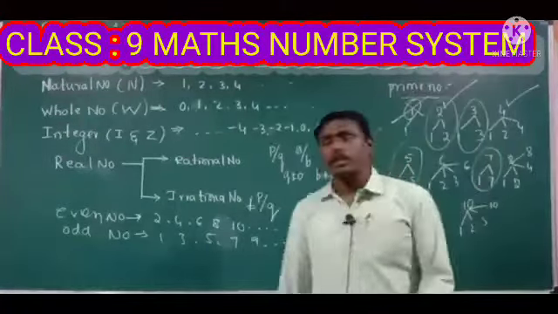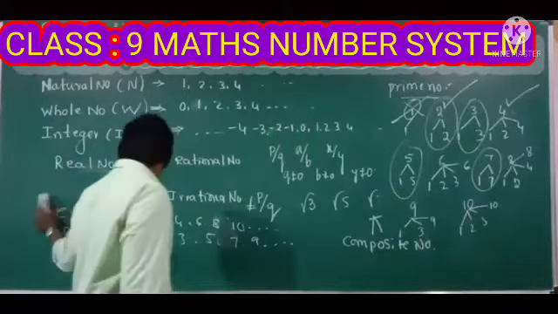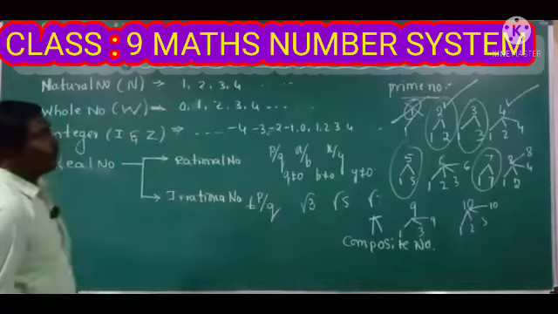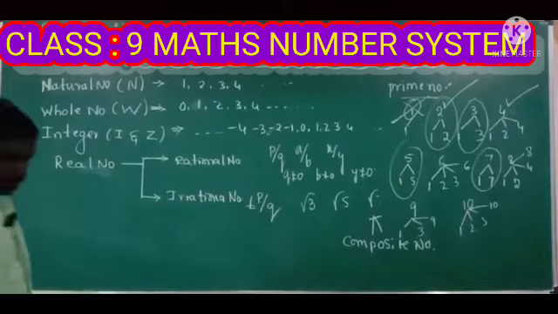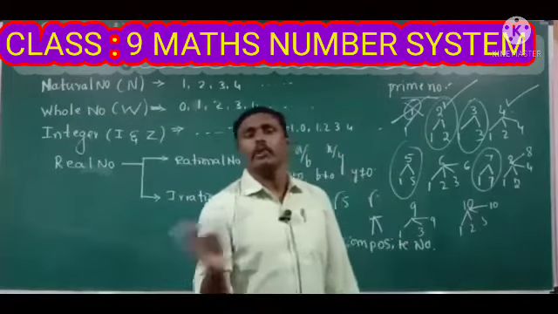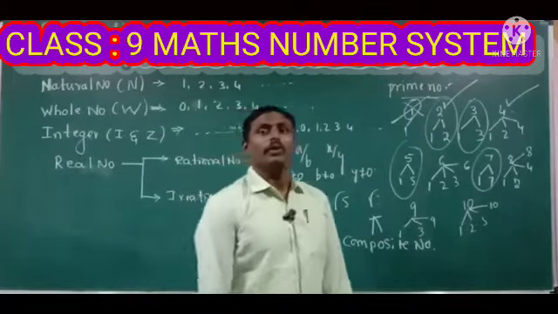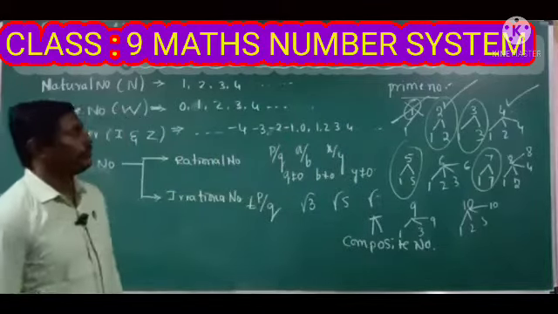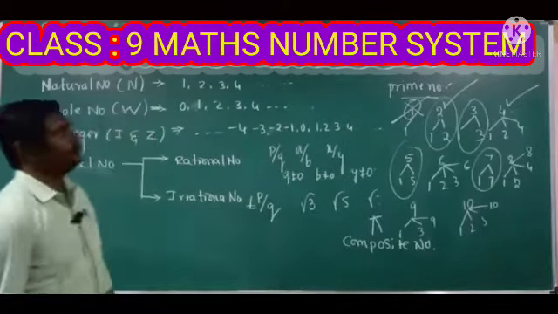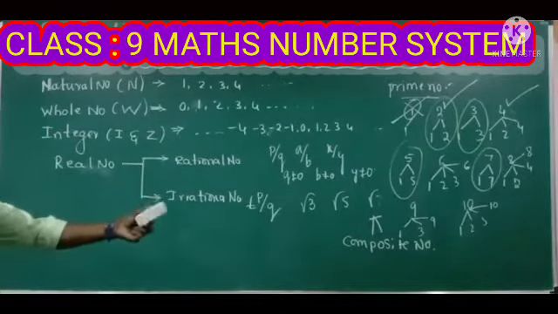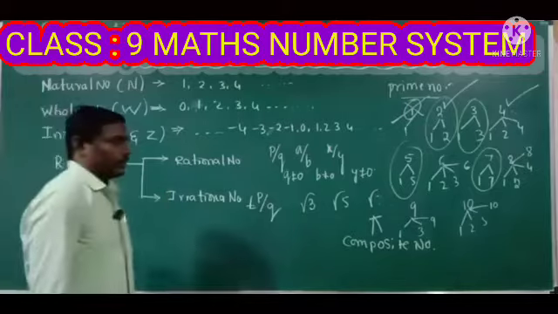Okay, and next one, prime numbers and composite numbers. If you are writing the prime numbers from 1 to 100, in between 1 to 100 we have totally 25 prime numbers. Composite numbers means the numbers which have more than 2 factors.